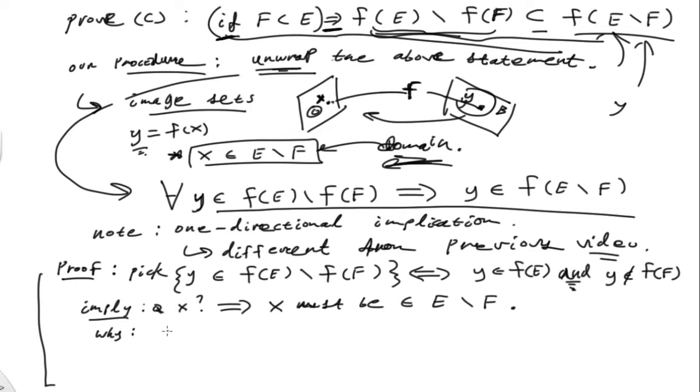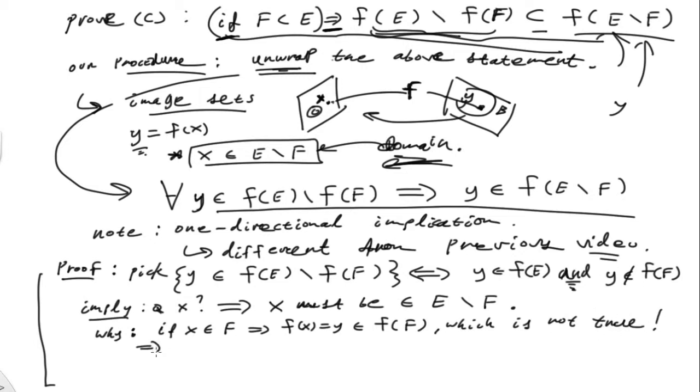Now we're going to say, well, if, for instance, x were an element of F, that is, it's not inside this set, then that would imply that f(x) equals y would be an element of f(F). It would be in the range, which is not true. So we conclude then that x must be an element of E not F, or E exclude F.